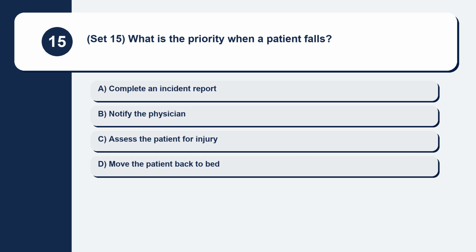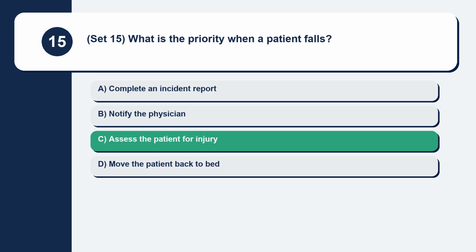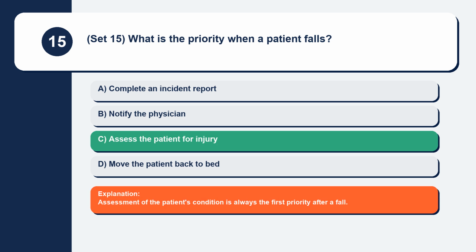Question 15. Set 15. What is the priority when a patient falls? Complete an incident report, notify the physician, assess the patient for injury, move the patient back to bed. Assessment of the patient's condition is always the first priority after a fall.